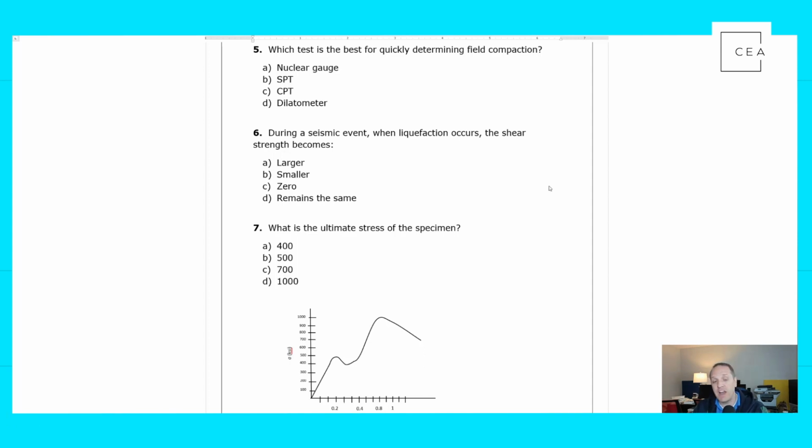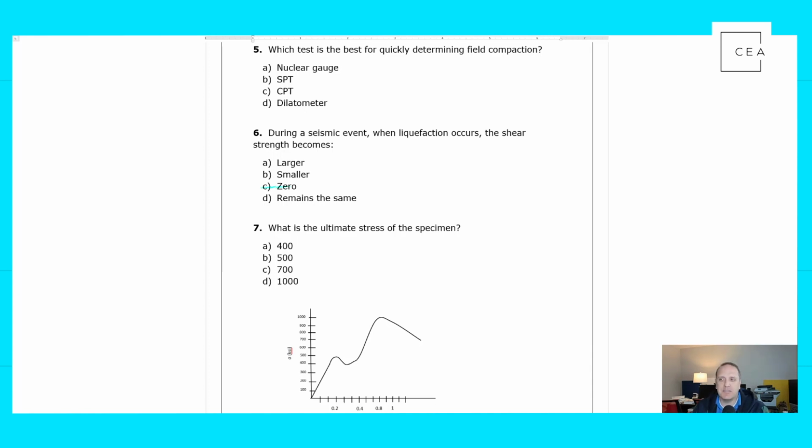Think about what liquefaction is. When there's sand, it kind of becomes a liquid. So what happens to that shear strength? Larger, smaller, 0, remains the same. So this one you should be able to reason out, hopefully. And the answer to this one is 0.